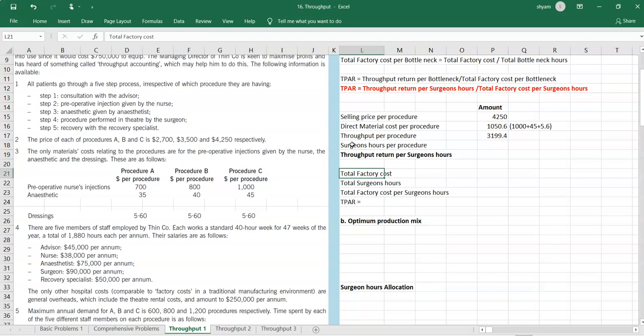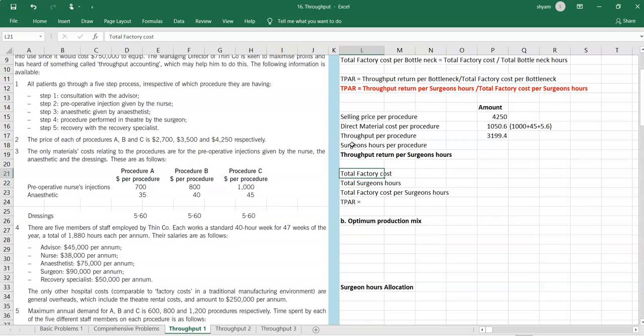Then we also need the total factory cost. We need the total cost of the entire hospital, and the total surgeon hours. This total factory cost we cannot get per procedure. It will be a full amount only, and total surgeon hours will also be the entire hours available, like per week or per month or per year, which they have to give.